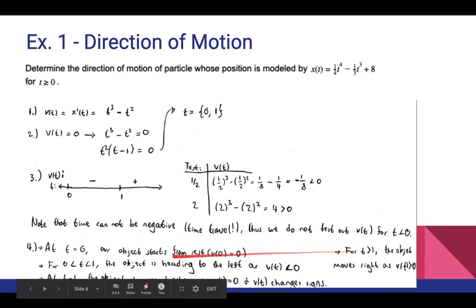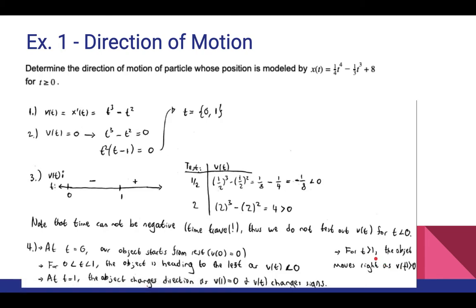So, what we can say is that at time t equals 0, our object starts from rest, since our velocity is equal to 0 at that time, that's what we did in the second step when we found the critical points. For t between 0 and 1, the object is heading to the left as our velocity is less than 0. And then at t equals 1, the object changes direction as our velocity is equal to 0 at t equals 1, that is the second critical point, and v of t changes signs from negative to positive. Specifically, our object changes from going to the left to going to the right. For t greater than 1, the object moves to the right as our velocity for t greater than 1 is positive. And that is all we need to do, just apply the first derivative test to our position function.